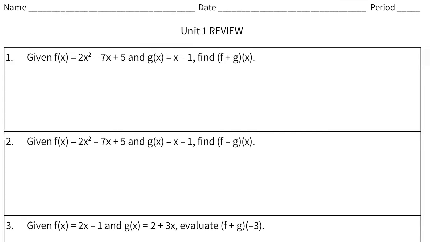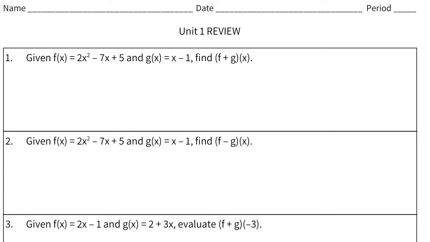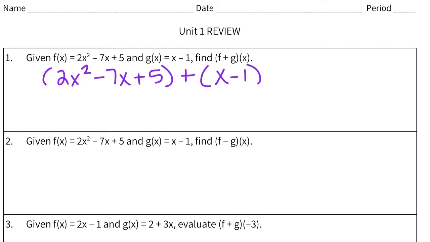First problem says, given f of x equals 2x squared minus 7x plus 5, and g of x equals x minus 1, find f plus g of x. So here, all they want you to do is add the two functions. So if I had, this is function f, parentheses, plus function g. Okay, the good thing about plus is that even though it has parentheses, all you need to do is combine like terms.